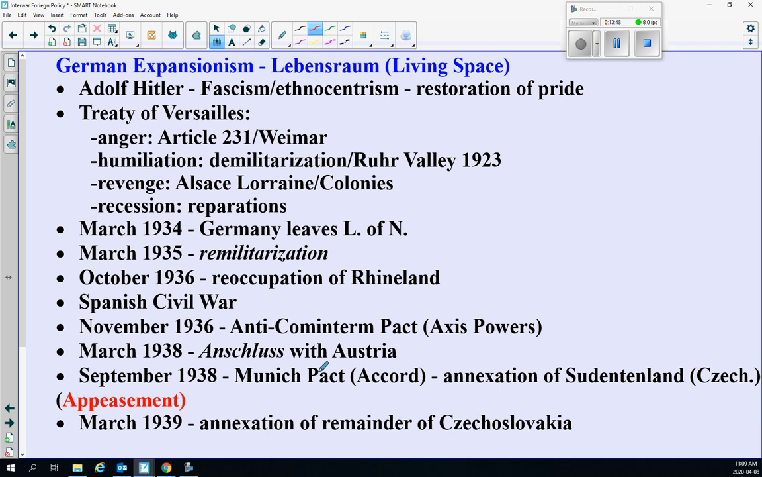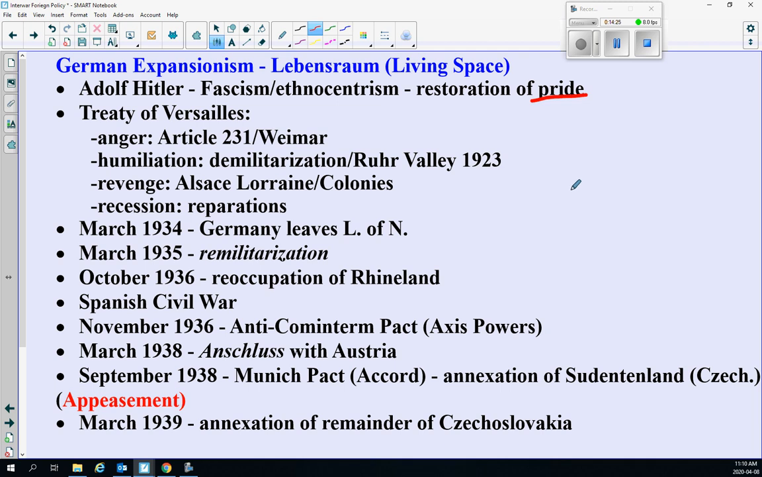Let's move on to Germany. German expansionism actually has its own saying as well, its own name, Lebensraum, which translates to German living space. You learn more about him later in 30-1, his actual rise to power and his specific policies. But again, Adolf Hitler watched Mussolini very closely, modeled himself after Mussolini, and did a better job of it. So another fascist dictator, very ethnocentric, who wanted to restore German pride after the humiliation of the Treaty of Versailles.